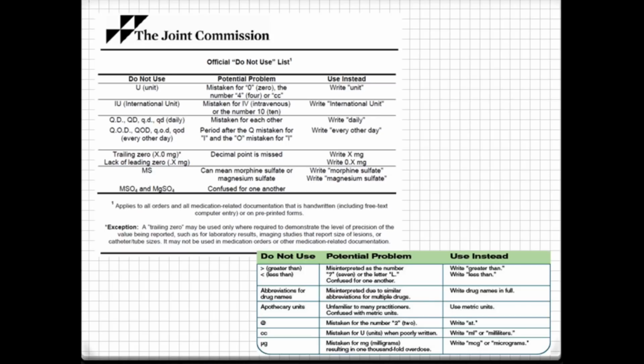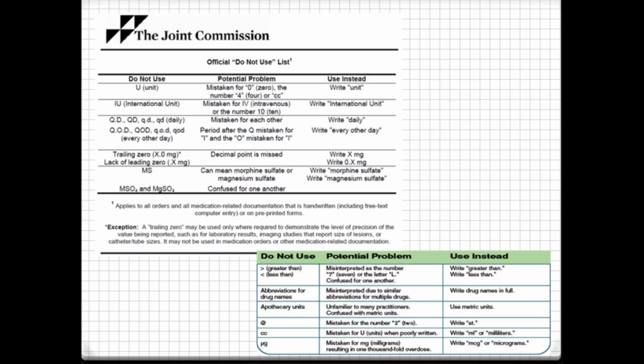particular abbreviation is problematic. For example, the abbreviation IU for international units can be mistaken for IV, or perhaps the number 10. The particular ones that most directly relate to your prescriptions are QD and QOD because they can be mistaken for each other. So you cannot use those abbreviations and must write out daily or every other day instead.